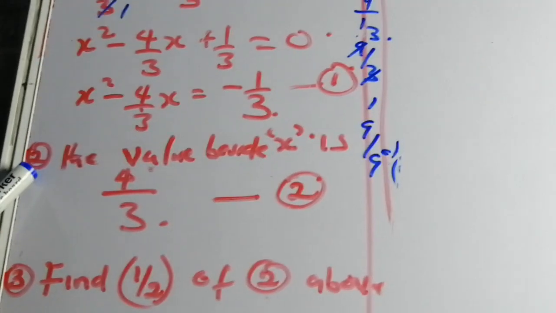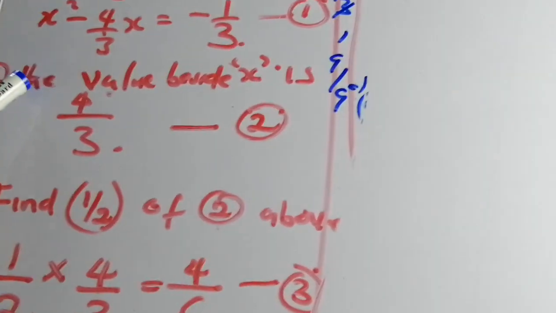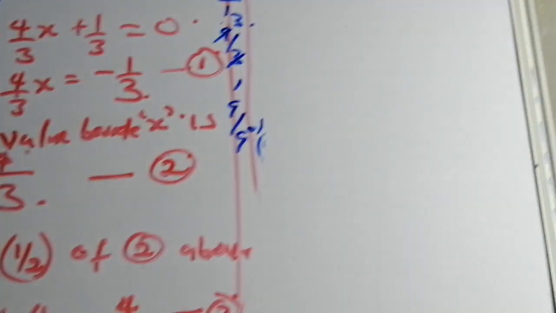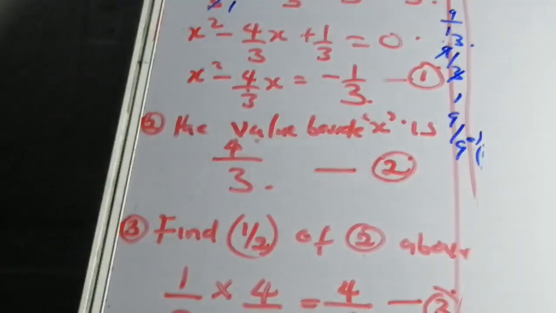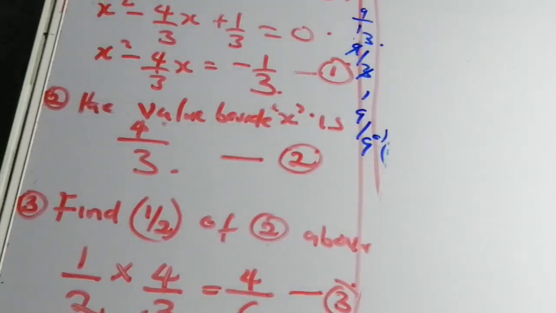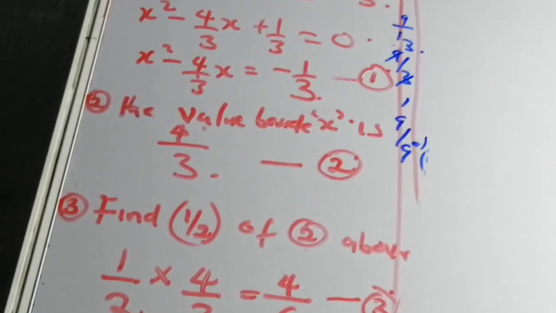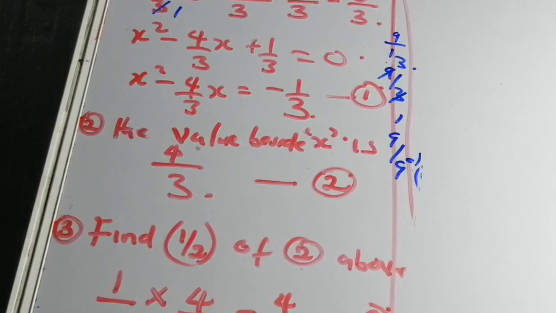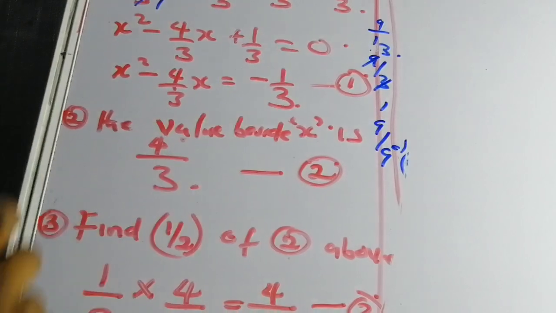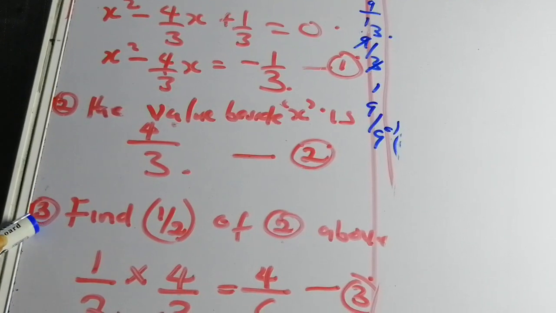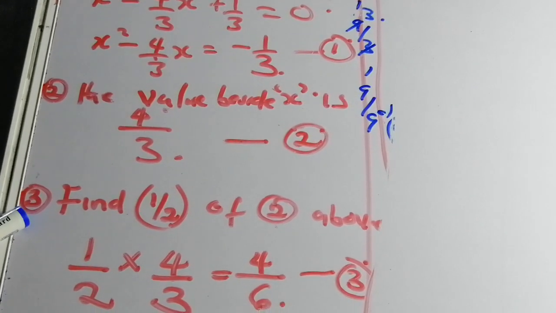Step 2. The value beside x is what? 4 over 3. Look at it. The value beside the coefficient of x, or the value beside x, is 4 over 3. That is equation 2. This is equation 1. Step 3. Very simple. That was how I simplified it.